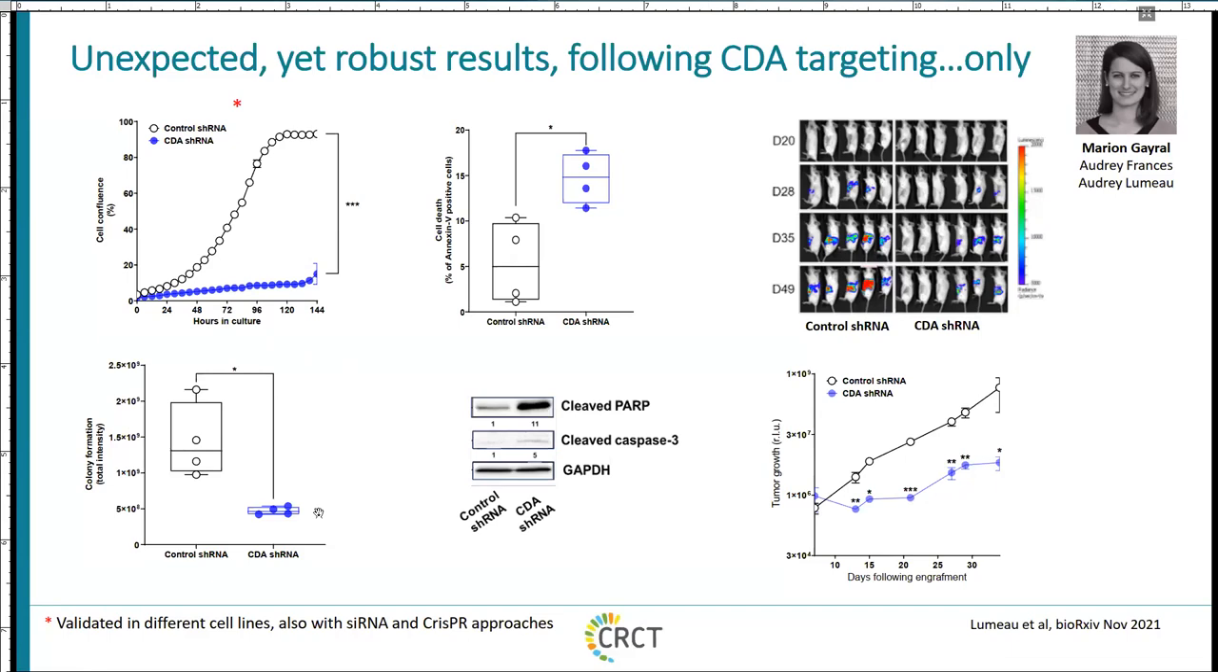We validated those approaches with other siRNAs or CRISPR approaches to make sure that we are not making mistakes. Cell death is going up, it's in the middle panel, and we have the usual markers of cell death by Western blotting. And in vivo, we performed other experiments showing that inhibiting CDA itself without any chemotherapy was enough to reduce tumor growth. This is what is shown on the right panel. So it was very promising, arguing for a role of CDA by itself in pancreatic cancer. Next slide, please.